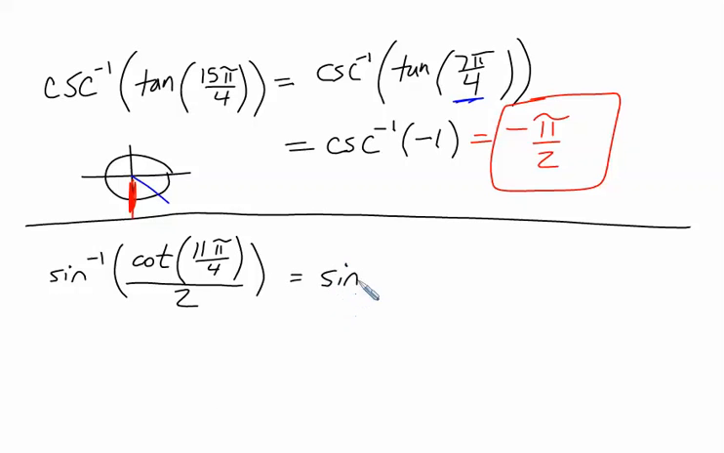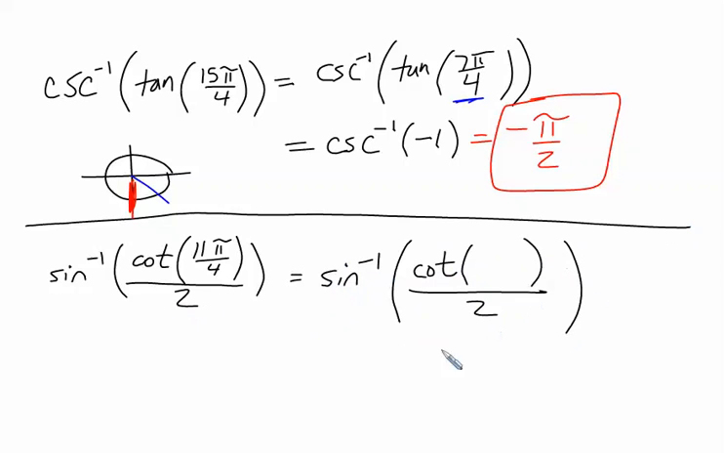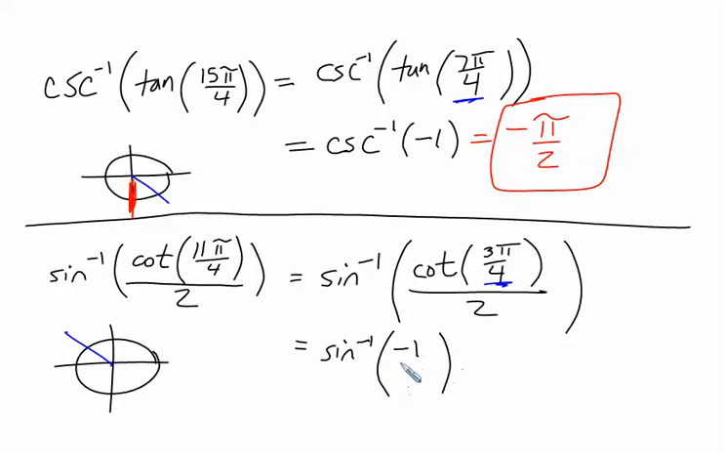Next problem, we're going to take the inverse sine. Now we're going to do these things one at a time. Please keep in mind that the inverse sine is outside of our expression for the cotangent. So 11 pi over 4, what's coterminal with it? Well, let's subtract 8 pi over 4, which gives us 3 pi over 4. So we're going to look at the unit circle. First of all, just being mindful of where 3 pi over 4 is. 3 pi over 4 is up here. The cotangent of 3 pi over 4 is negative 1. So this expression is going to turn out to be the inverse sine of negative 1/2.